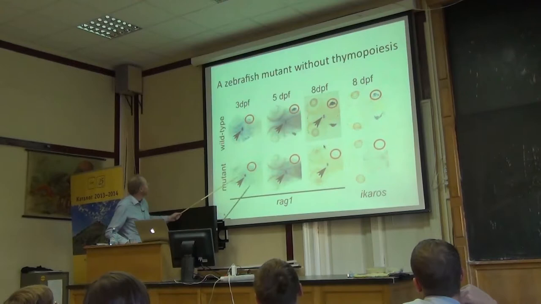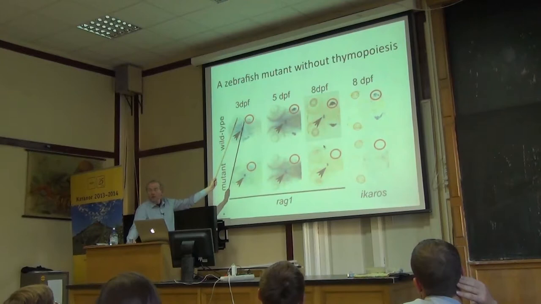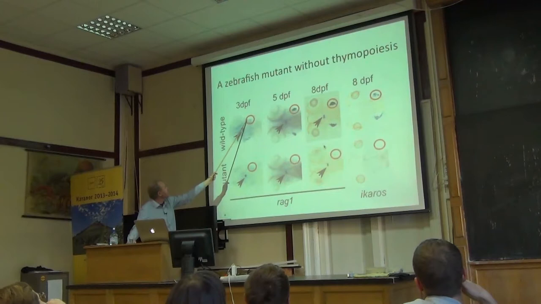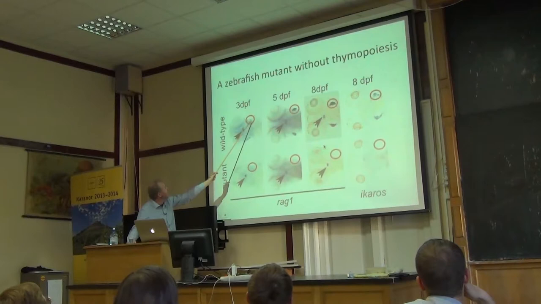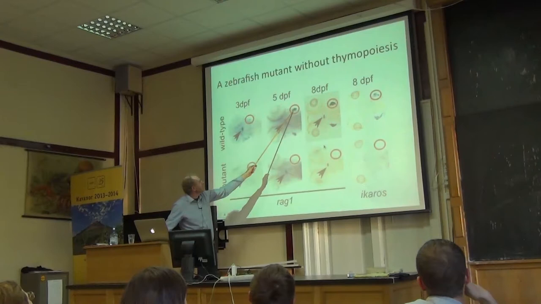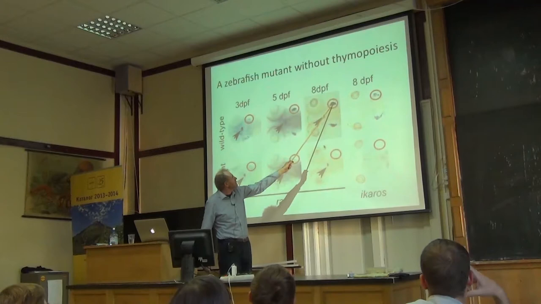This is our wild type. So 3 days after fertilization, amazingly fast, the first T cells arrive in the thymus, that is in this red circle here, and start expressing the RAG recombinase gene. By day 5, the thymus, indicated here by this signature of expression, is quite big. It goes even faster and grows bigger.